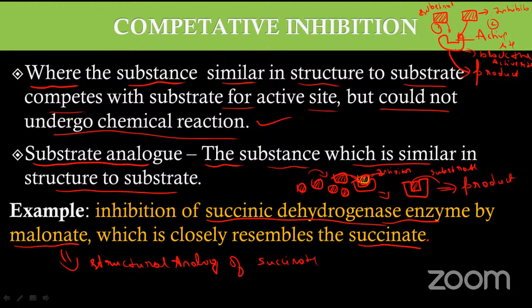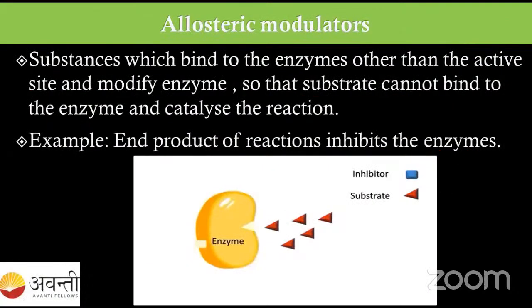You have to remember here, competitive inhibition is a reversible reaction. So when we increase the substrate concentration, the enzyme activity is going to be reversible. The example is inhibition of the succinate dehydrogenase enzyme by the malonate. Malonate is the analog of succinate. Okay, fine. So let us talk about non-competitive inhibition.